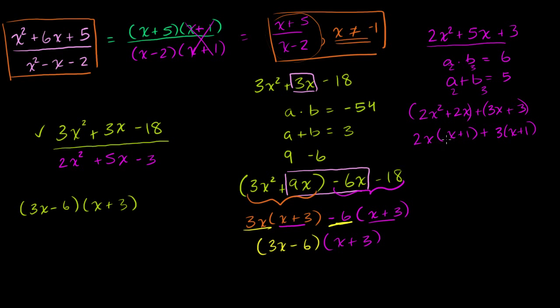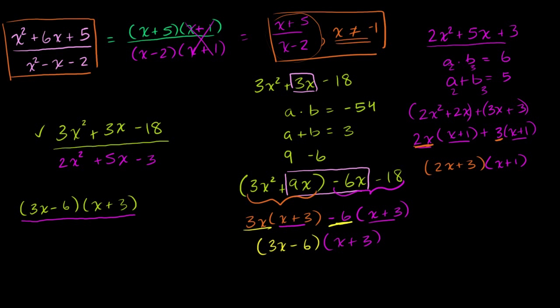And our grouping was successful. Let me switch colors. This is the same thing as 2x plus 3 times x plus 1. So here we've been able to factor out the denominator as well.